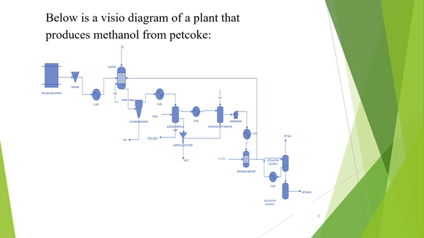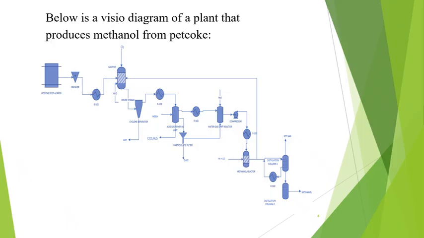Then comes the syngas conditioning process. This is to optimize the H2/CO ratio for methanol synthesis, where the gas may pass through a water gas shift reactor. Then is the methanol synthesis process, where the conditioned syngas is introduced into a methanol reactor containing copper and zinc oxide catalysts.